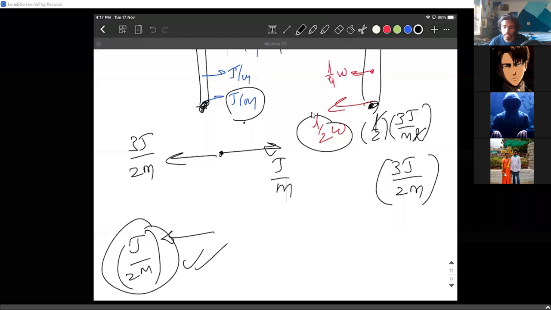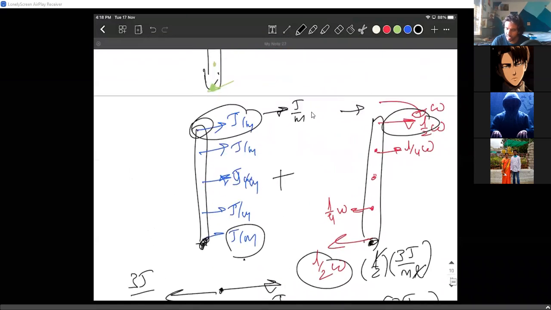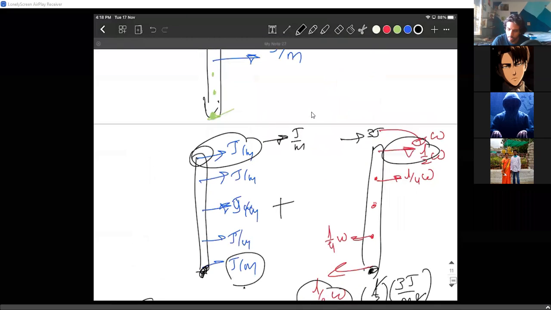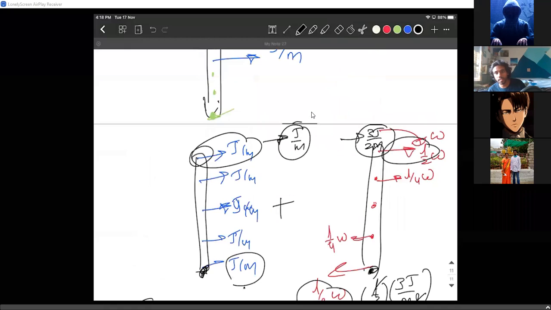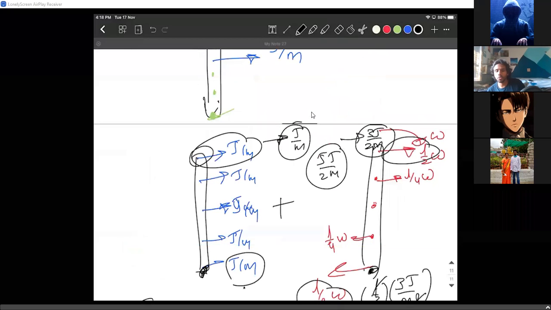Can somebody tell me the velocity of the topmost point? This has j by m in this direction, and because of rotation you have the same value, 3j by 2m. Both the velocities are in the same direction, so the summation of 3j by 2m and j by 2m gives 5j by 2m in the positive x direction. So these are some basic problems, guys. They might ask you these kinds of problems.